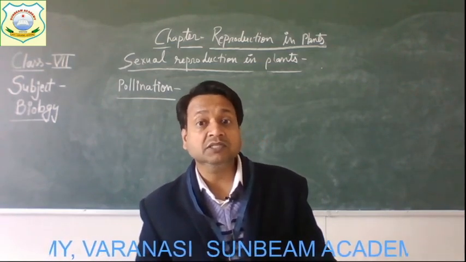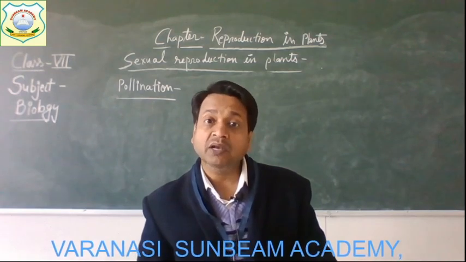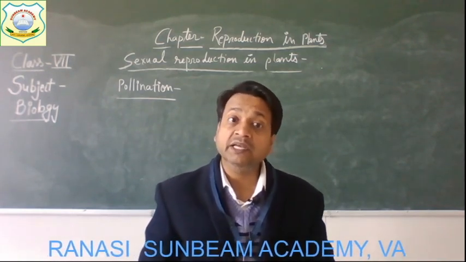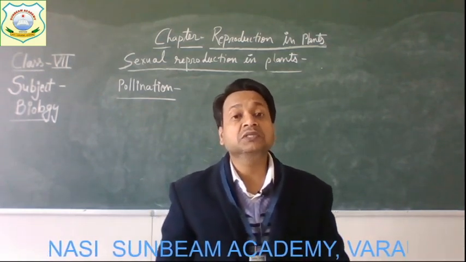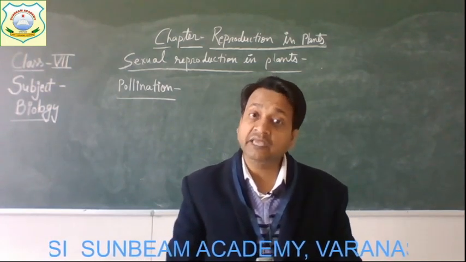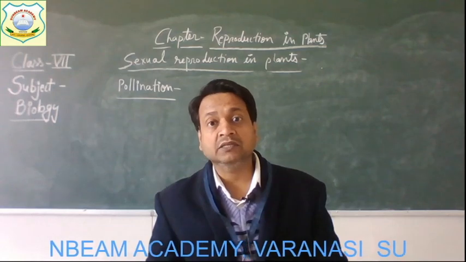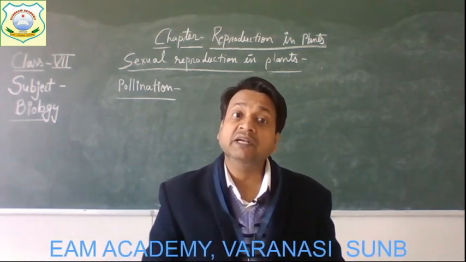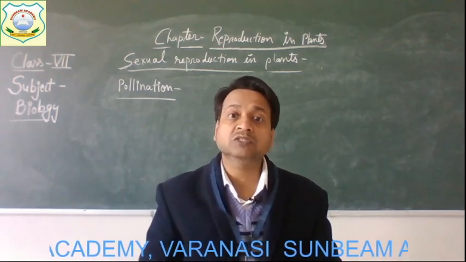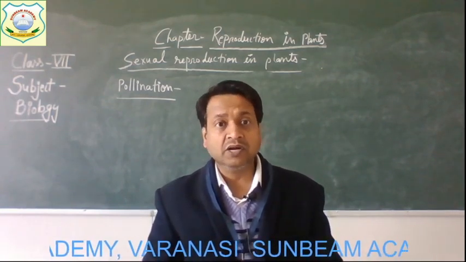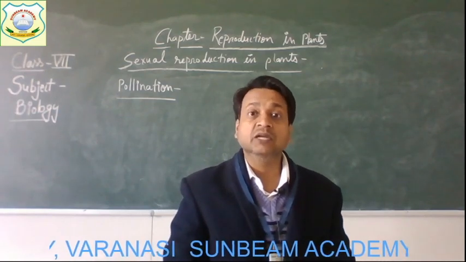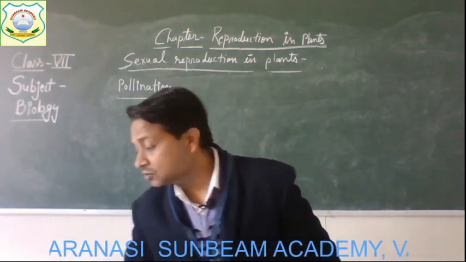What is this process called? It is called pollination. The pollen grains are carried to the stigma of either the same flower, which is known as self-pollination, or of a different flower of the same kind, which is known as cross-pollination. So there are two kinds of pollination: self-pollination and cross-pollination.